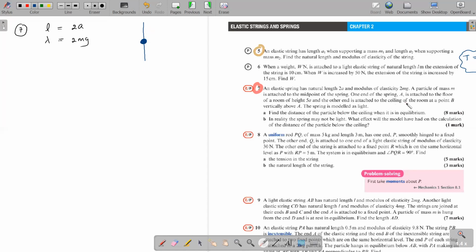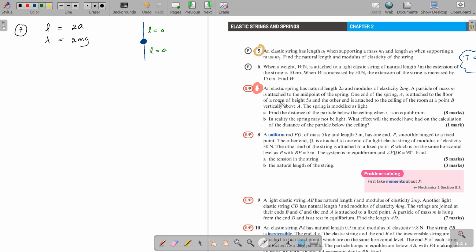Which means each part of the spring gets a natural length of how much? If you attach it to the midpoint, you break it up into two separate parts. Each part will have a natural length of a. Because when they attach a particle to the midpoint, immediately you break this into two springs. We are not working with a single spring anymore.